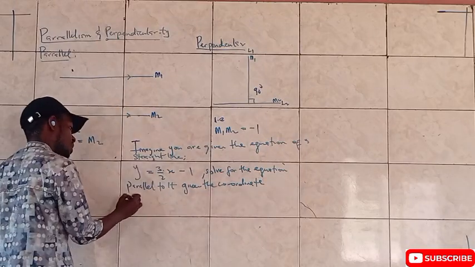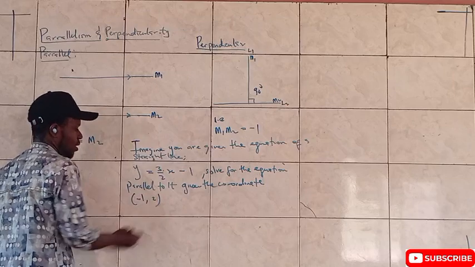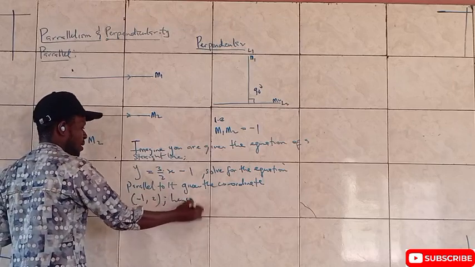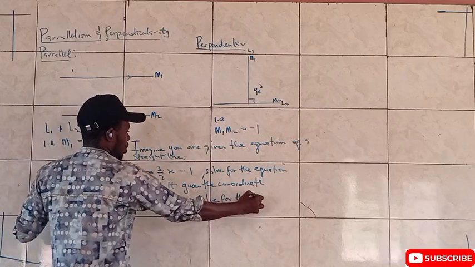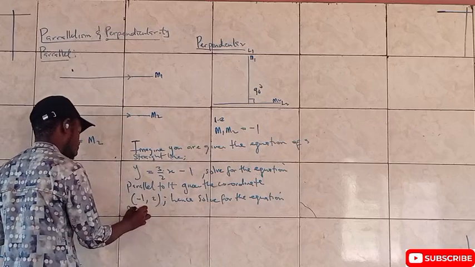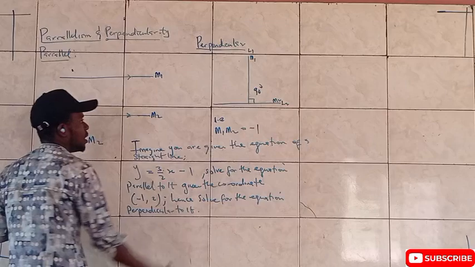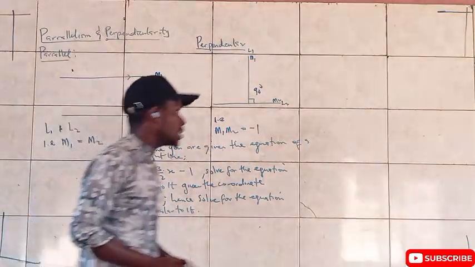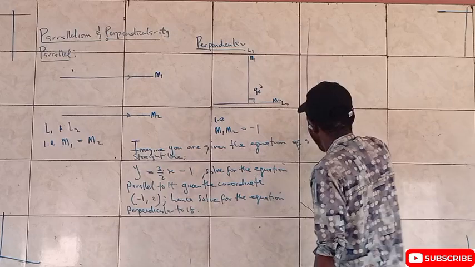Let's say you have the coordinates -1 and 2, and solve for the equation perpendicular to it. Now, before I solve this equation, you understand? Let me not rush anything here for you.